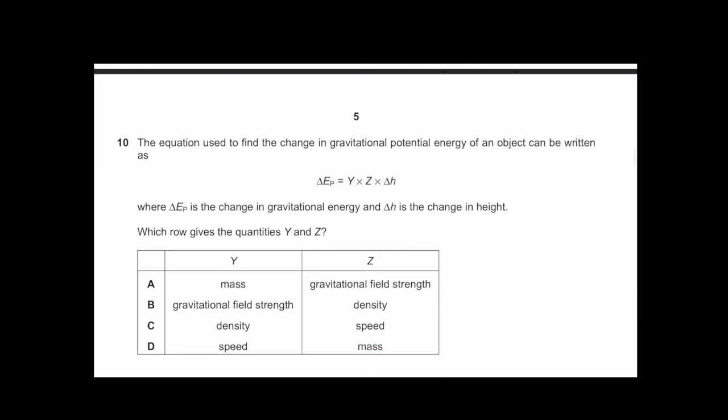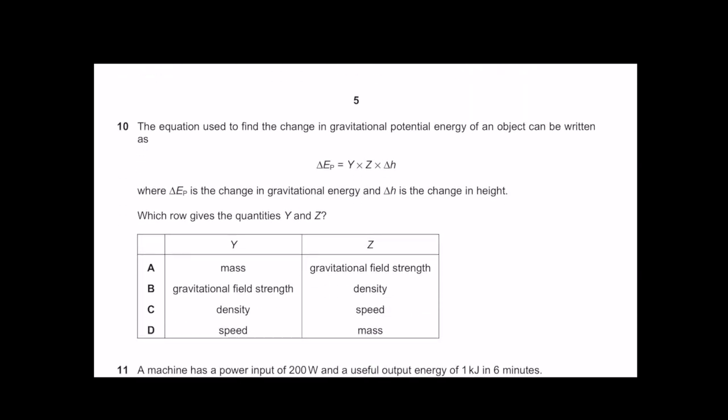In question 10, before we go to a little break, the equation used to find the change in gravitational potential energy for an object can be written as delta E_p equals mg delta h. Change in energy equals mgh, or mg change in h. M here is the mass, g is the gravitational acceleration. So I agree with that initially. A is correct. Gravitational field strength, this is correct. Density, no. Speed, no. Mass, no. So actually the right answer, depending on that, could be A for question 10.